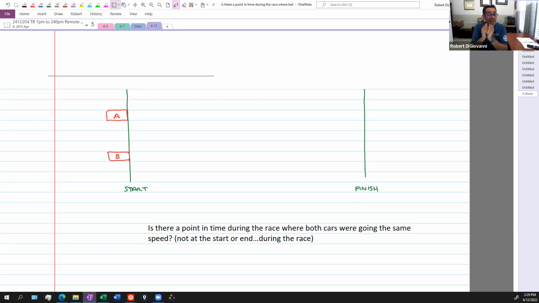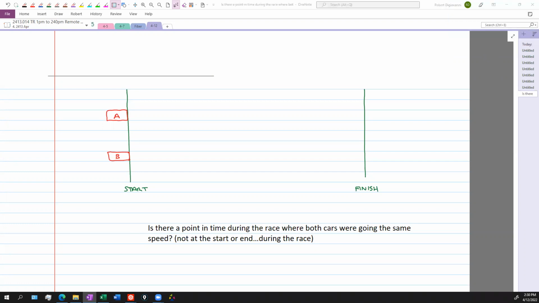Is there a point in time where both cars were going the same speed? Think about it. I'm going to give you 30 seconds to think about it. We're going to do a poll. The answer is either yes or no. You'll let me know in the poll what you think. Anybody have a question about my question? Anybody need me to clarify anything?